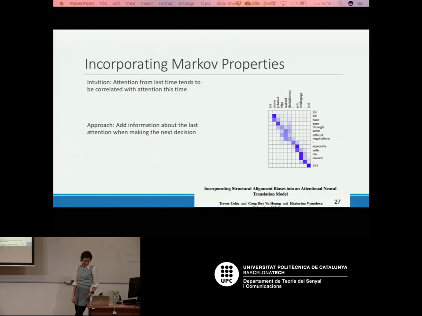Incorporating Markov properties in this sense is that the intuition that you want to solve with this approach is that attention from the last time tends to be correlated with the attention of this time. So it adds information about the last attention when making the decision for the current attention. Okay, this makes sense in speech recognition, in translation, even also in image captioning, so you don't want to change a lot from your previous attention. Okay.